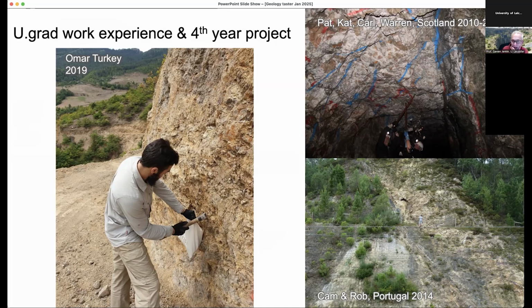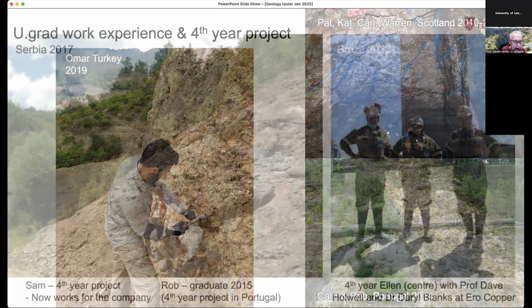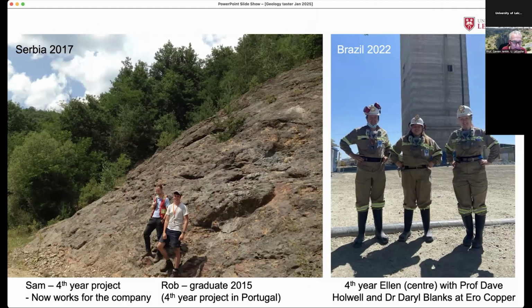Scotland's first gold mine on the right there, Portugal, that was a gold project. Cam and Rob. And Rob is also featured here on the left in Serbia. So he did his fourth year project in Portugal. He then went to work with a company, and they were working in Serbia. And then he was working with Sam, who was doing his fourth year project that year, and gained that experience. And Sam is now working for the same company.